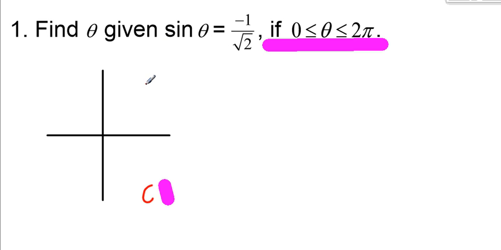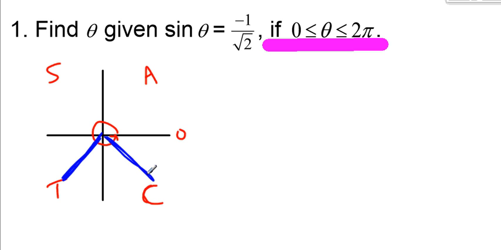There we go. I'm going to use the cast rule and figure out where the terminal arm would be in order to result in a negative sine. Again, I'm only allowed to look between 0 and a full rotation. So sine is negative. Here sine is positive. Here sine is positive. Here is one place where my terminal arm would lie because sine is negative, and here's another place. So within one full rotation between 0 and 2 pi, there are going to be 2 terminal arms that have a negative value for sine. So I should look for both answers.